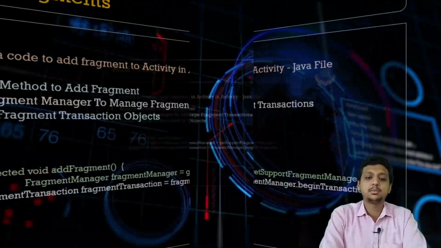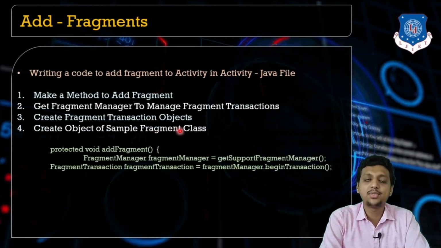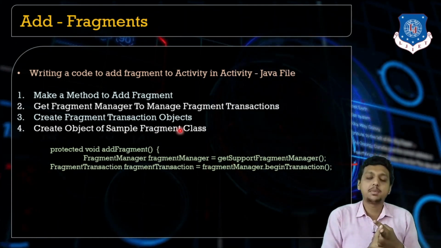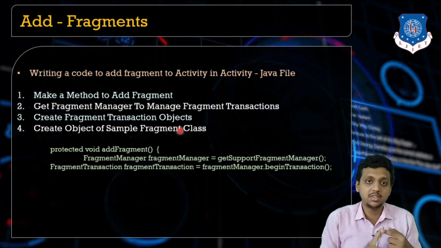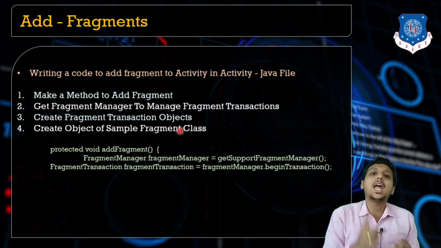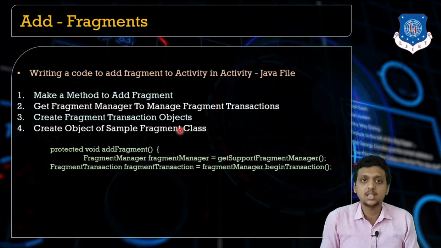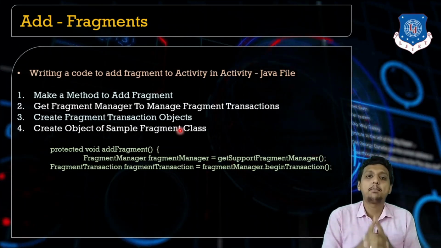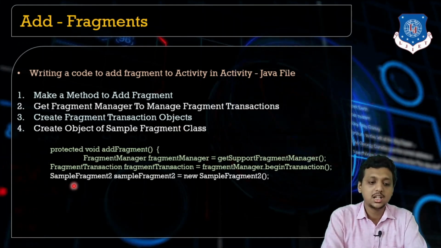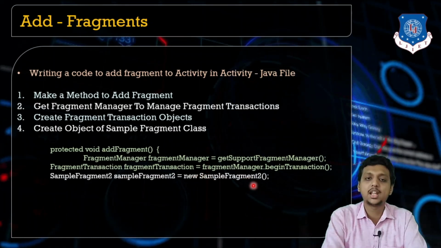Next, step number 4 is to create an object of the SampleFragment class. We have created a fragment manager object. By using the fragment manager object, we are going to add the fragment. We are just going to start the transaction, and now it's time to add your fragment to this transaction. How to do that? First, you need to create a sample fragment object. That means whatever fragment you have, you just need to create the object for that. It's like this: SampleFragment2 sampleFragment2 = new SampleFragment2().